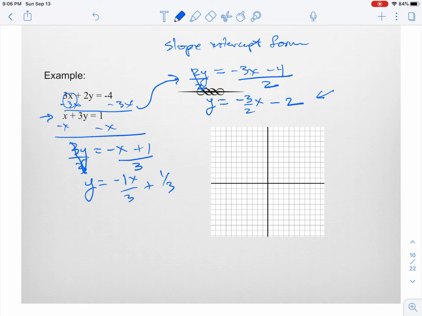I'm going to start by graphing this one right here. I'm going to go to -2. That's my y-intercept. -2 is right here. And the slope is down 3 and over 2, the rise over the run. 1, 2, 3, and over 2. Now what I do is I connect that as best I can and draw the line.